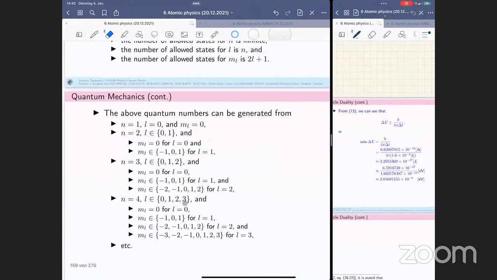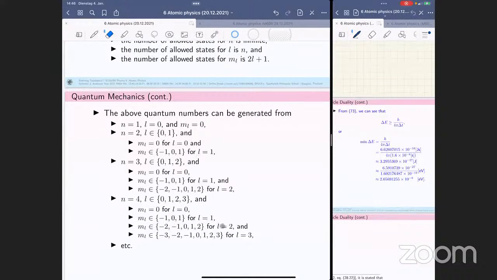Now it's even more complicated, but it's based on the previous cases. It's not too difficult to understand. When n is equal to 4, L could be, of course, 4 values, right? 0, 1, 2, 3. The maximum value is n minus 1, where 4 minus 1 is number 3, and that's the maximum value for L. When L is 0, ML will be 0. When L is 1, ML will be -1, 0, 1, like this.